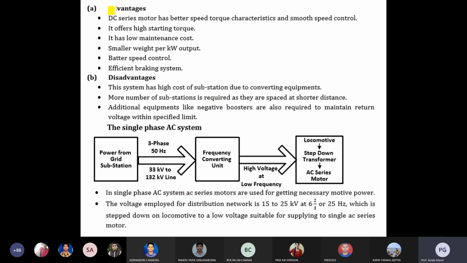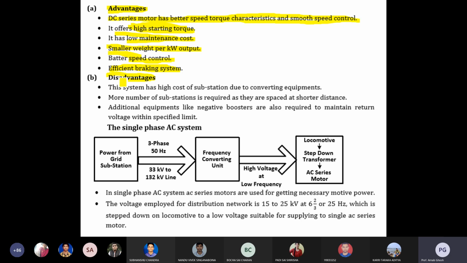Advantages. What are the important advantages over there? The DC series motor has better speed-torque characteristics for smooth speed control. High starting torque is another benefit. Low maintenance cost, small weight per kilowatt output, so as per kilowatt output the weight is less. Better speed control method, and an efficient braking system. Braking system is also efficient.